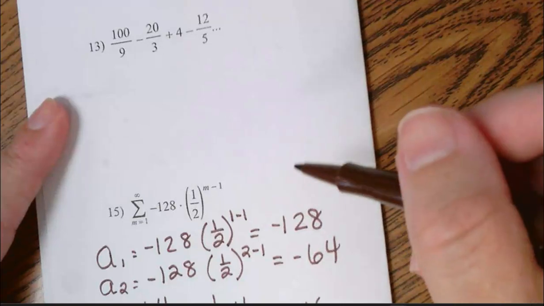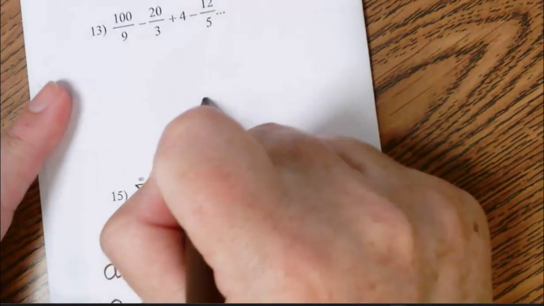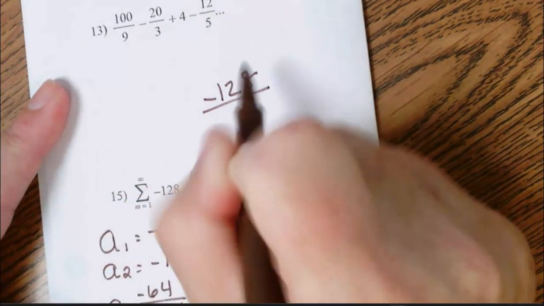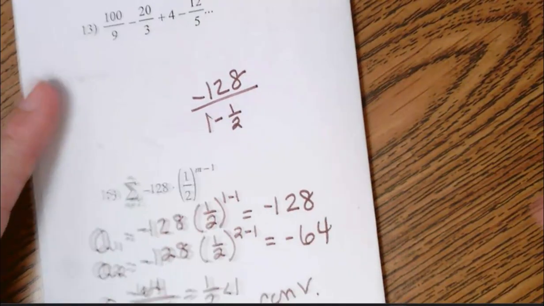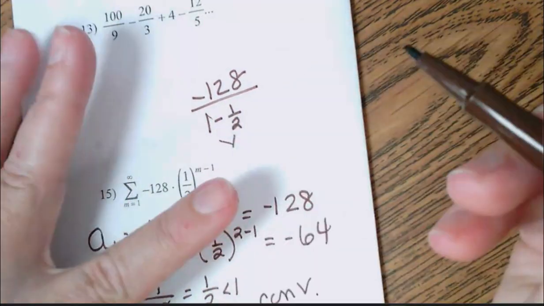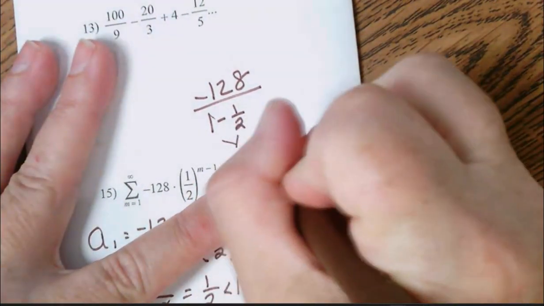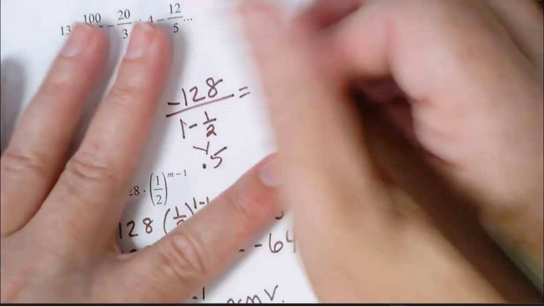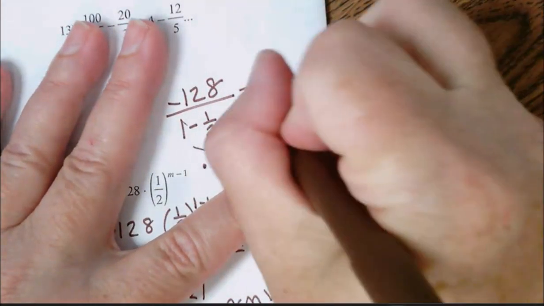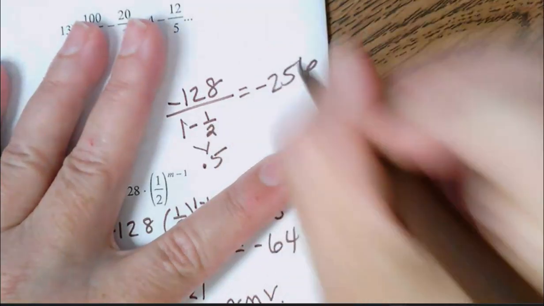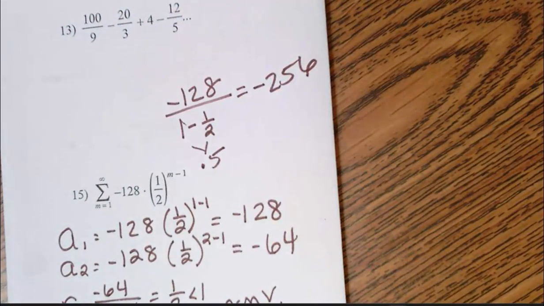So here we go. It's negative 128 over 1 minus 1/2. Again, you can make this a decimal, so it ends up being 0.5. And when you do that, you get negative 256.